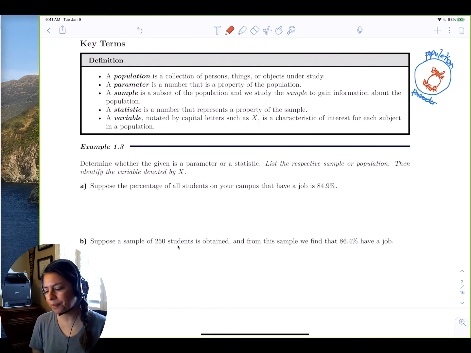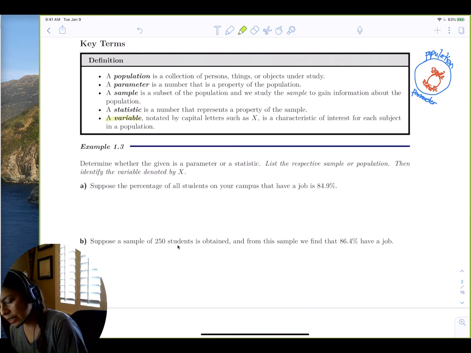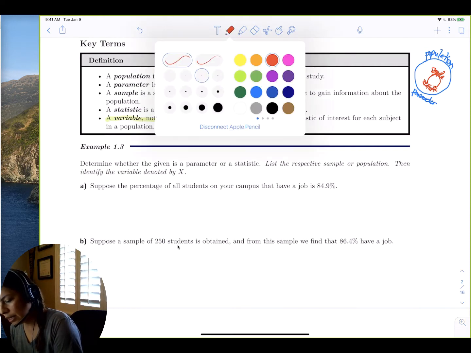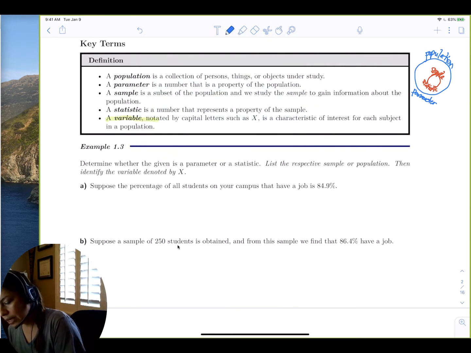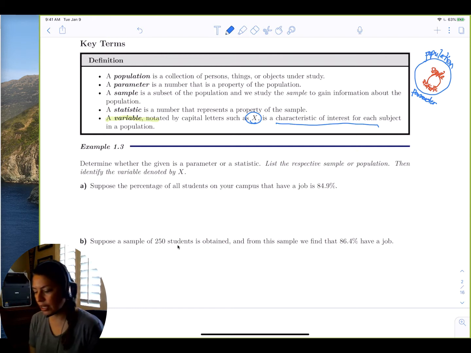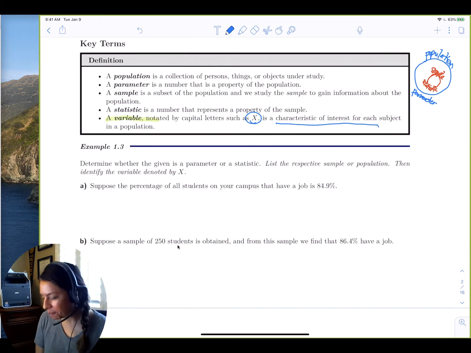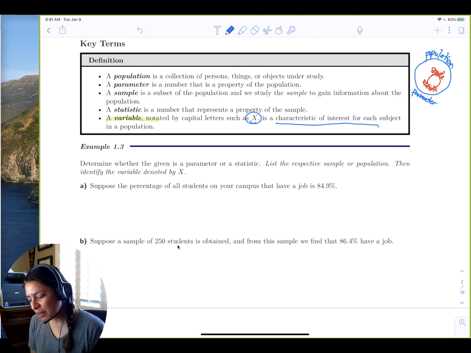Okay, and then the variable is really important. It is notated by a capital letter X, which we'll see a lot in this class, and it is a characteristic of interest for each subject. So what would be the characteristic of cat sleeping? I want to make generalizations about the number of hours cats sleep, right? The characteristic is the number of hours the cats sleep. How long does the cat sleep, right? Okay, so let's look at some examples of these.